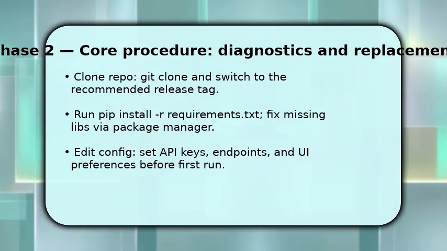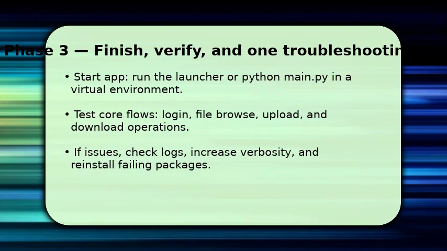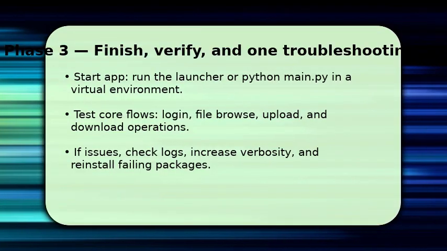Make sure logs are enabled to trace errors. Now launch the application using the launcher or by running python main.py inside a virtual environment. This isolates dependencies and avoids system conflicts. Test core flows. Log in, browse files, upload and download to confirm network and permission behavior.